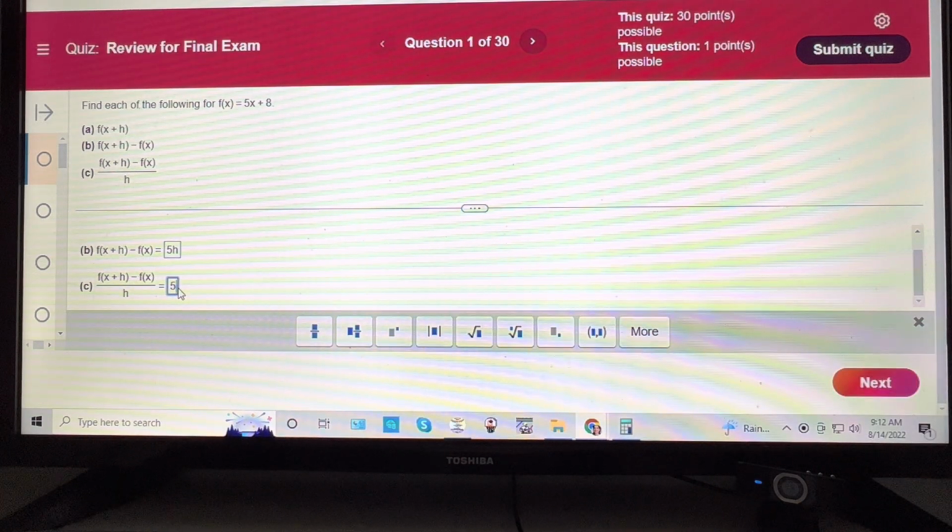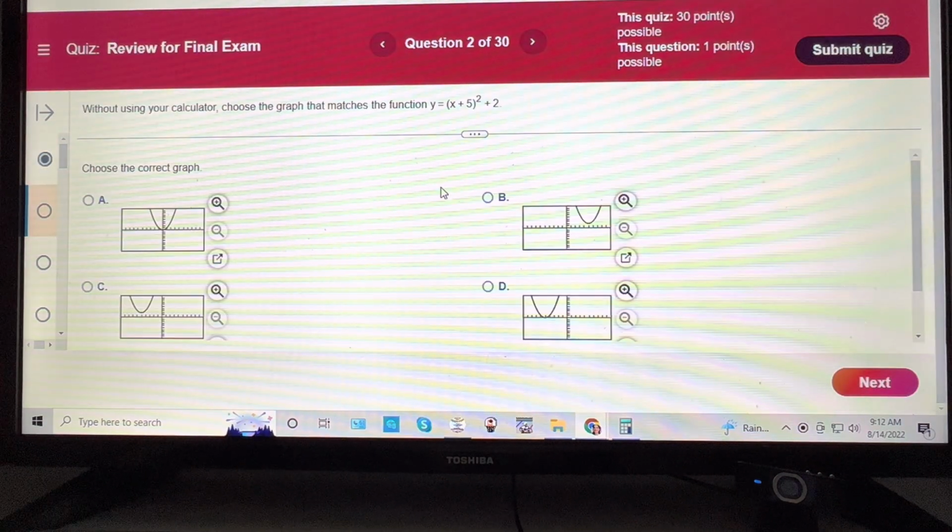And this should make sense now that you know more about derivatives. If your original function is 5x plus 8, that's linear. The derivative of that is the slope 5. And that's what this is saying, is that the derivative is 5. We're not doing the derivative here, but now that we have that knowledge, we can use that to help us.